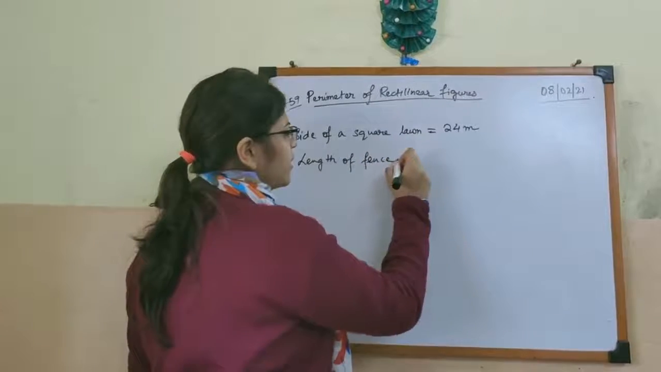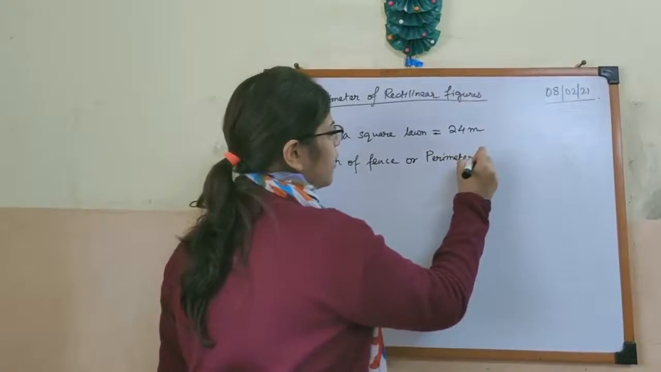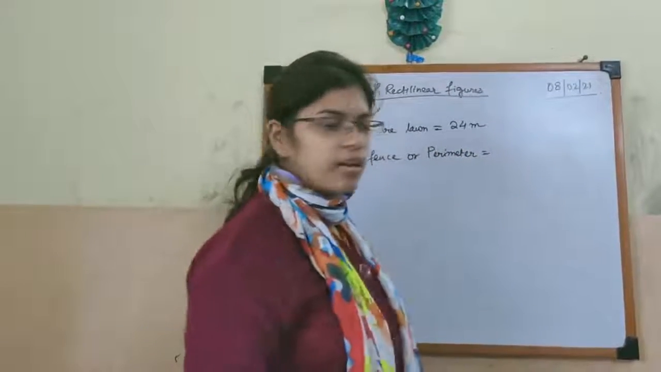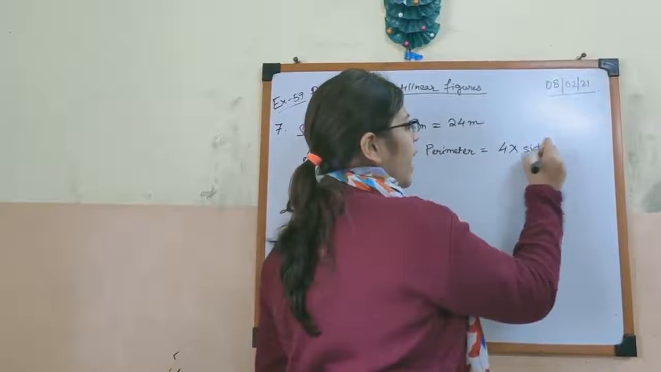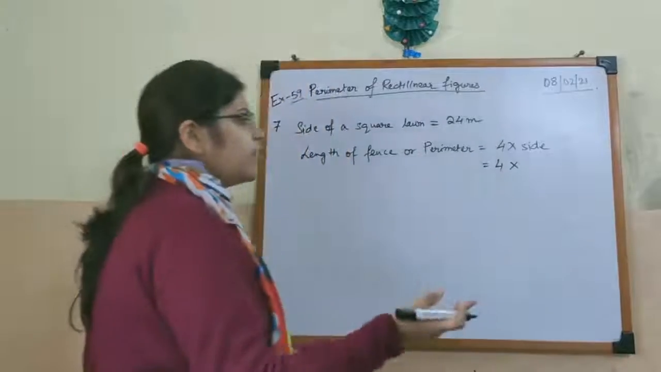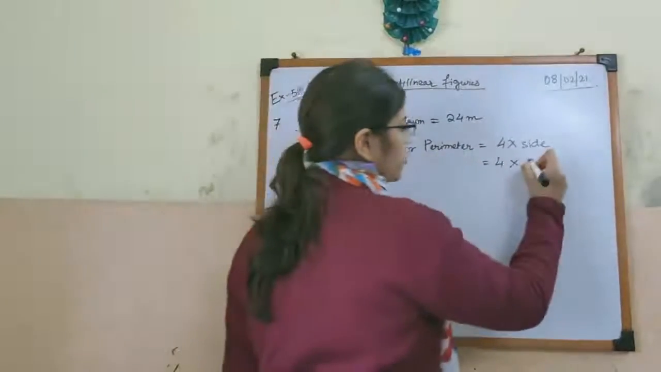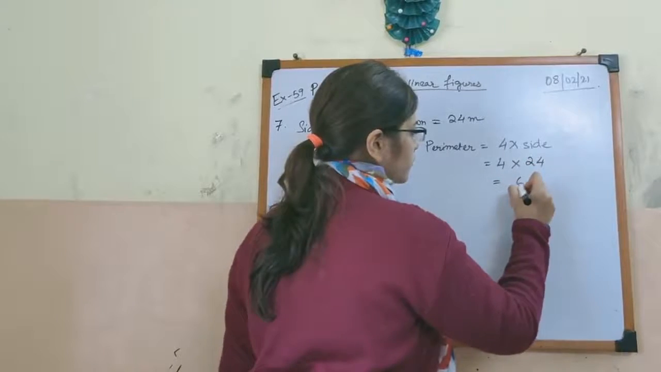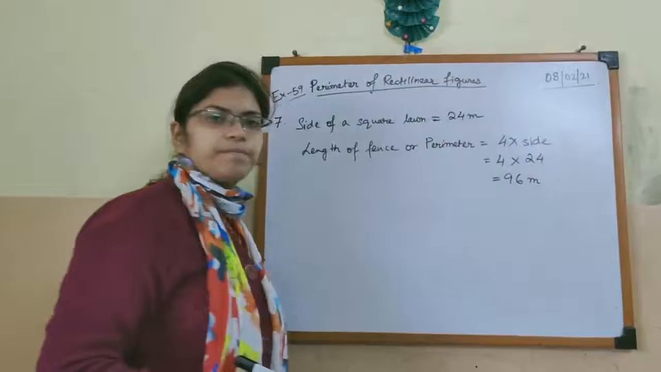So length of fence, or we can write it as perimeter. So what is the formula for perimeter? The formula is 4 multiplied with side. So that means for a square, 4 into side. So side is how much? 24 meter. So 4 into 24, that is 96 meter.